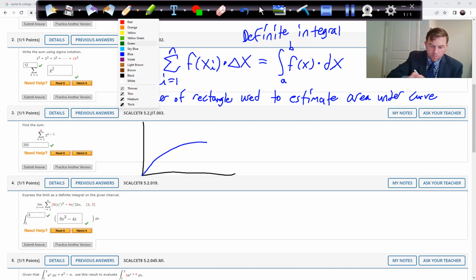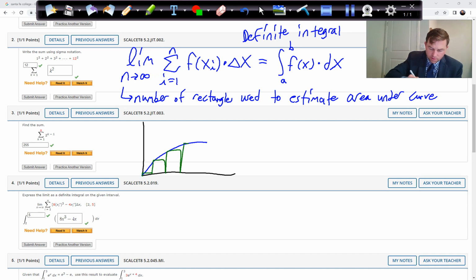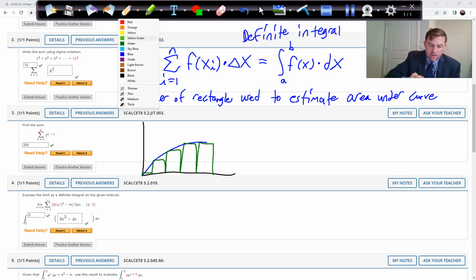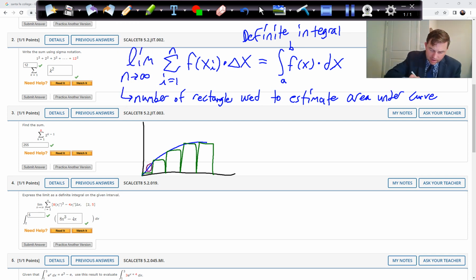Well, we could estimate this with 1, 2, 3, 4, 5 rectangles, and we'll get an area, and it'll be okay, but there's going to be a lot of error, because anytime we have a gap like this, that, and that's all error. So we have underestimated the actual area under the curve because we have those gaps, right?